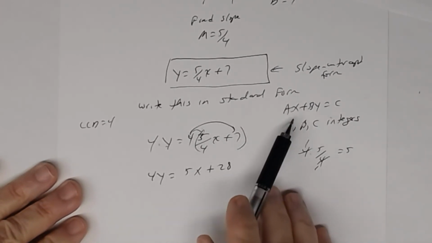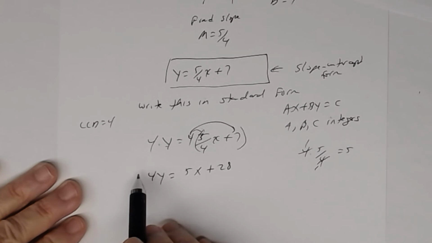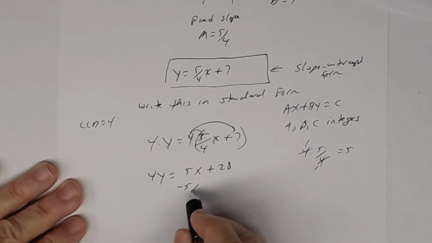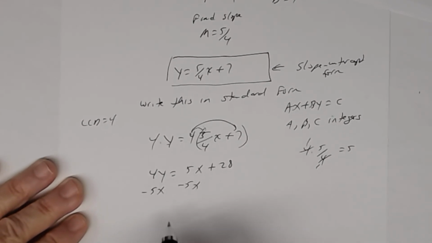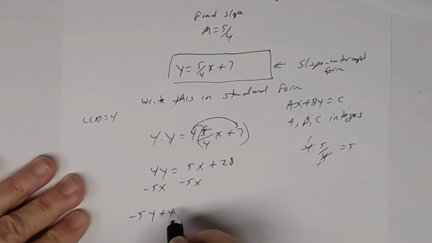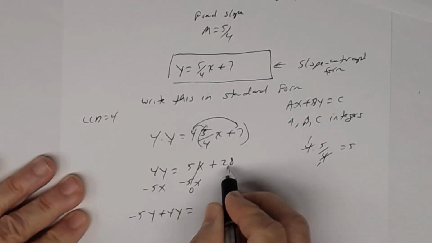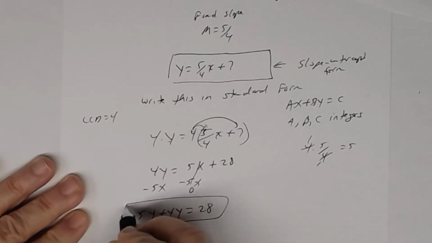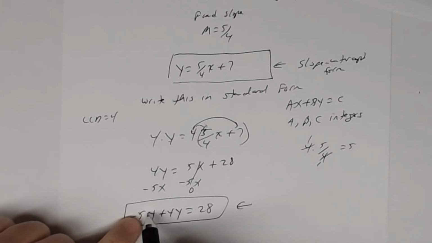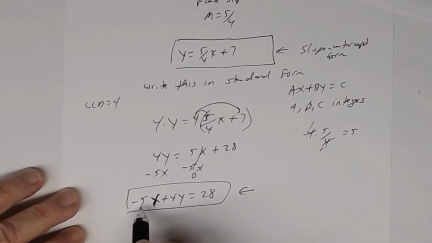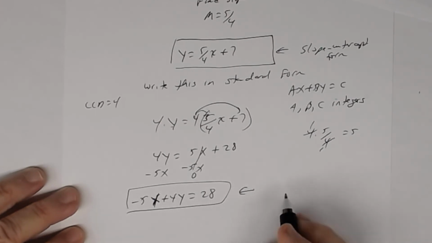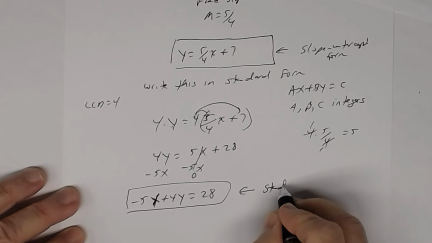Now to put this in standard form, remember all the variables on one side, so we have to bring this 5x to the other side. So I'm going to subtract 5x from both sides, and let's put the x term first. So I get negative 5x plus 4y equals 0 plus 28, which is 28. And there's your answer in standard form. Oops, sorry, that's an x, excuse me. So ax plus by equals c. The coefficient of x is negative 5, the coefficient of y is 4, and your constant is 28. So that is standard form.